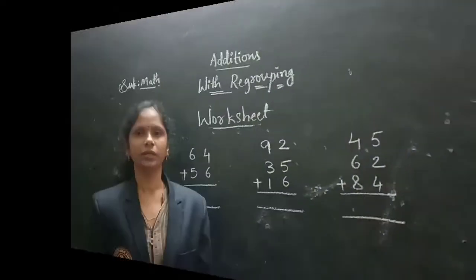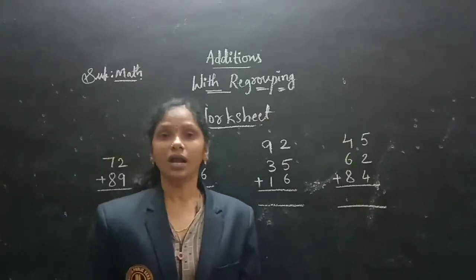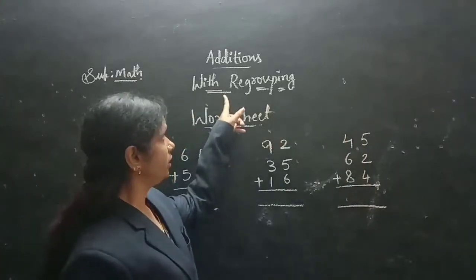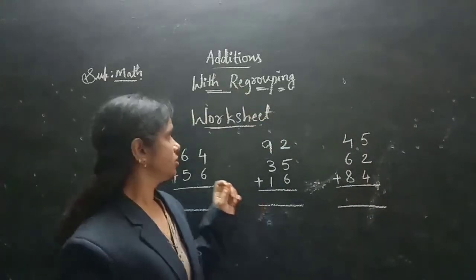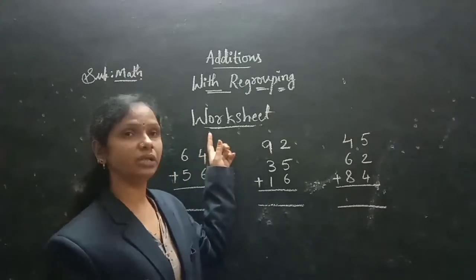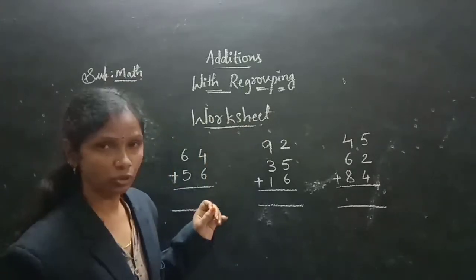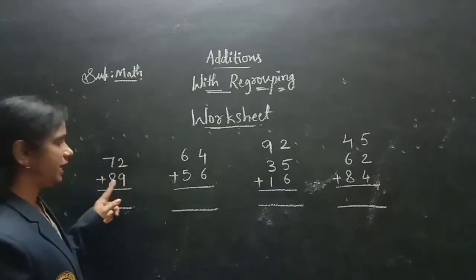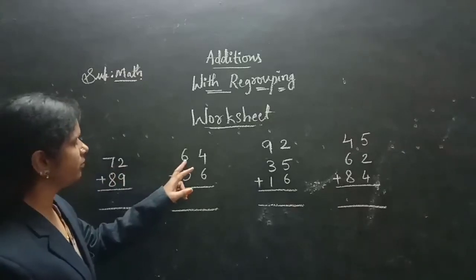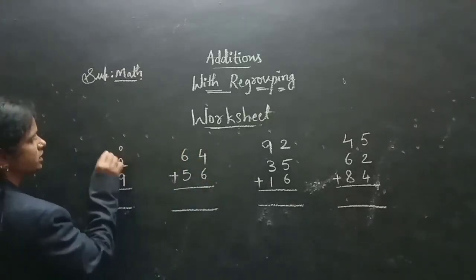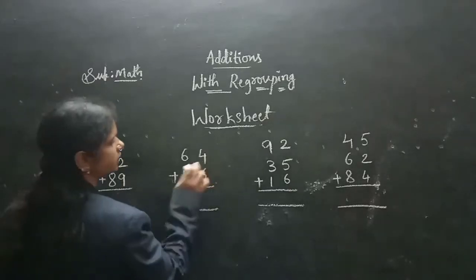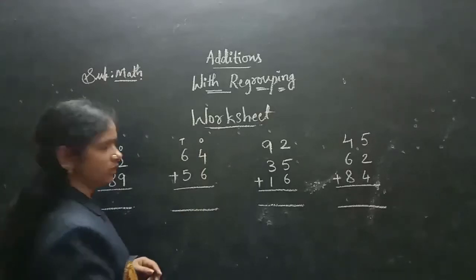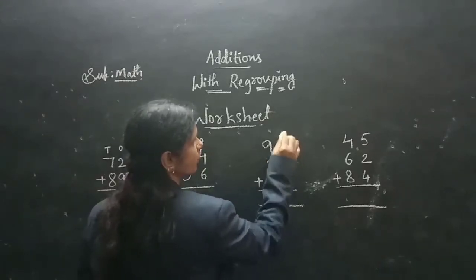Yes, I think you people understood and enjoyed the activity, which is based on additions with regrouping. So today I'm giving a worksheet on addition with regrouping problems. See, first problem: 72 plus 89. Second problem: here you can take this as ones and this as tens, children. And here 64, 56. It is ones and it is tens.